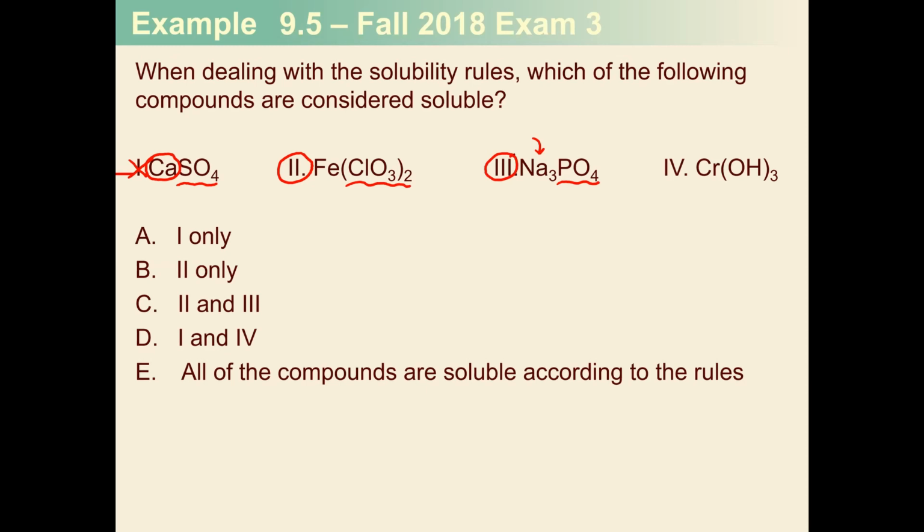Let's look at our fourth answer. We have chromium hydroxide. Hydroxides are historically insoluble, except for those of the alkali metals and that of barium. Chromium does not fall into that group. So we know that answer 4 is going to be insoluble as well. So as we look at our answer choices, we need to find one that contains answers 2 and 3, and you will notice that that is going to be answer C. This is how you should look at problems when dealing with our solubility rules.